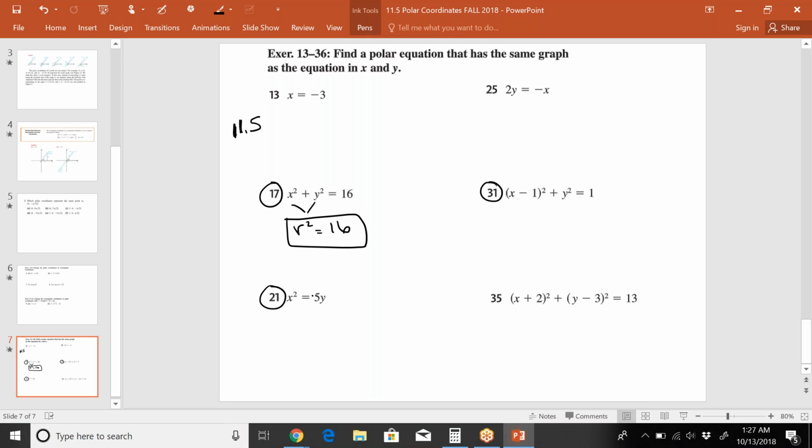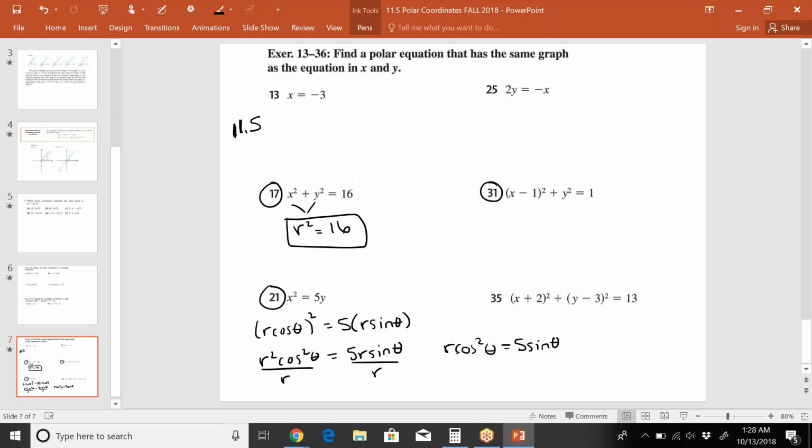Okay, so for this one, you can't do that because you have this 5 and also the y is not squared. So we're going to use the fact that x is r cosine theta and y is r sine theta. We're using that fact of how we converted between polar and rectangular form when we already knew the polar form. So this would be r squared cosine squared theta equals 5r sine theta. If you have r's on both sides, go ahead and divide one of them out because r has to be greater than 0. So this would be r cosine squared theta equals 5 sine theta, divided the r out.